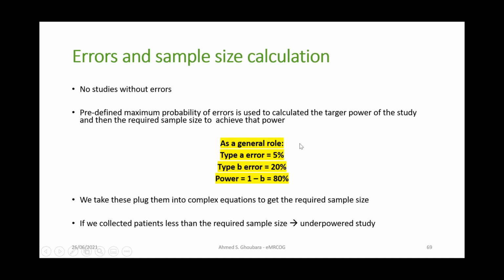And there are certain complex equations where you plug in those numbers. At the end, you get the sample size, the required sample size. The sample size that will achieve this maximum probability of errors. If you collect fewer patients than that, the study will be underpowered. This will be a weak study, if you know what I mean.